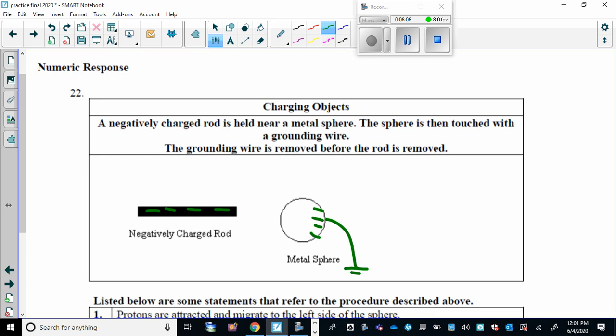And then it says the grounding wire is removed before the rod is removed. So the electrons escape, and now all of a sudden it is going to have an overall positive charge. Then you keep the rod there, but you remove the grounding wire. So now you've charged this by induction, and this now has an overall positive charge.